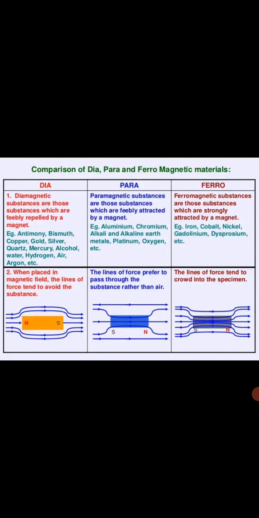Means when you place a diamagnetic substance, for example bismuth, copper, lead, zinc, gold, silicon, etc. in the magnetic field, they will be magnetized in a direction opposite to the direction of the magnetic field. So that kind of substance is called the diamagnetic substance.